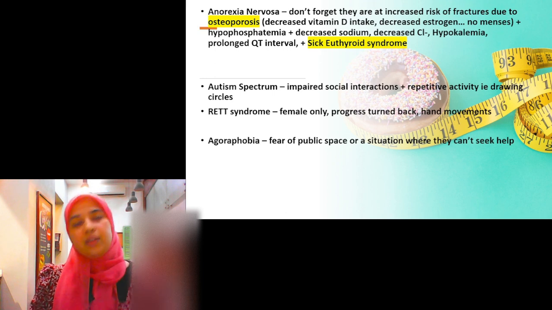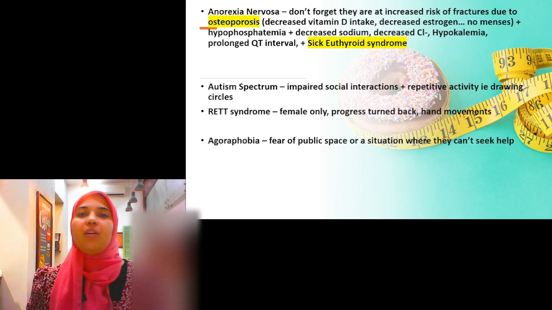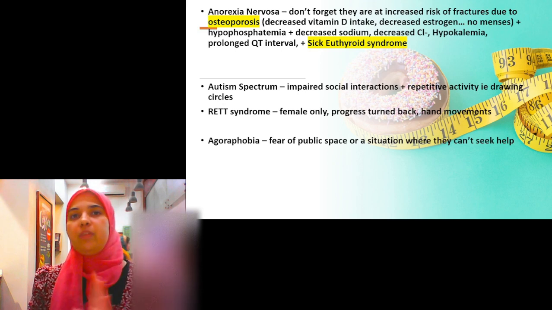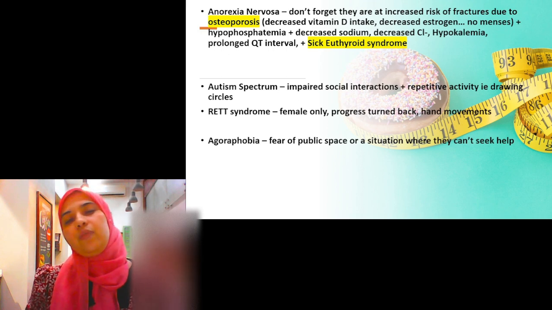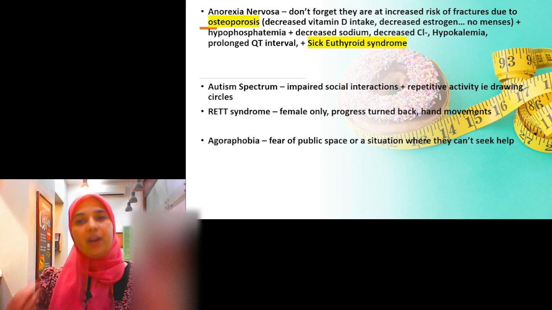Autism and Rett syndrome. So you want to be aware of these two because they look similar, but there are key buzzwords that might help you. And again, do not depend on autism being purely for boys. Rett is always female, but sometimes you might always clump autism with boys. That's not always the case. It may be a trick question and you'll get a female with autism. So what do they look like? In autism spectrum, you have impaired social interactions and repetitive activity. With Rett syndrome, female only, and the progress is turned back.